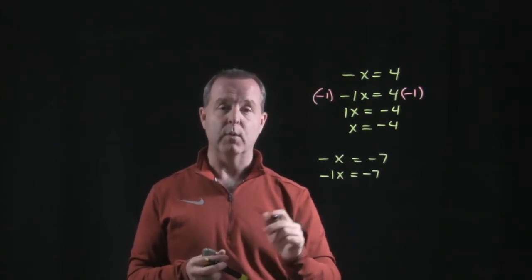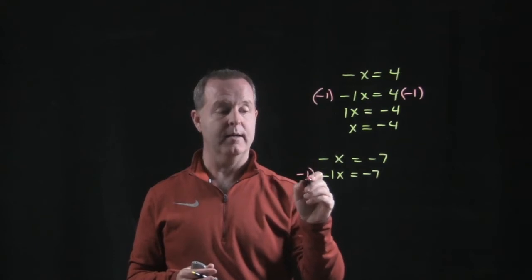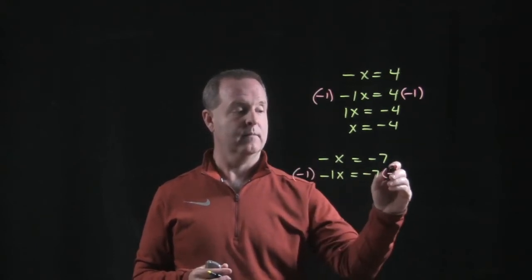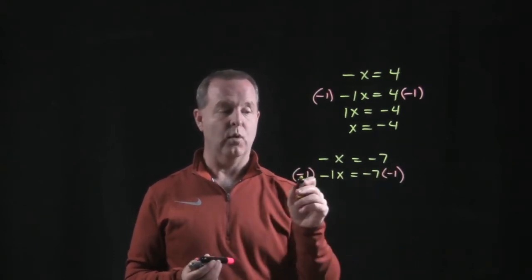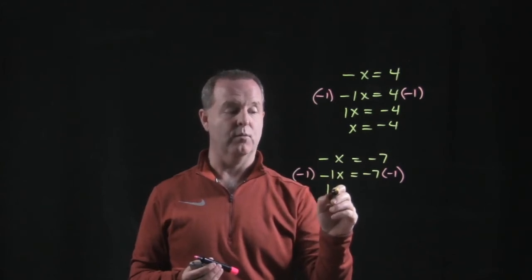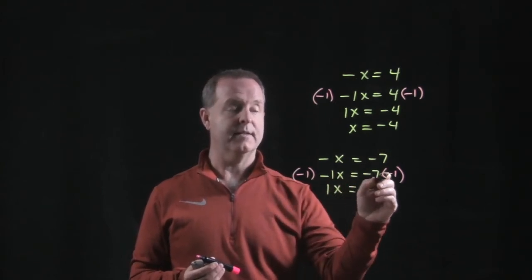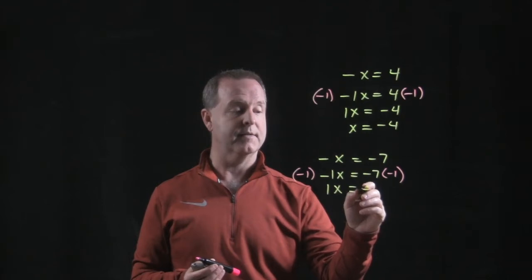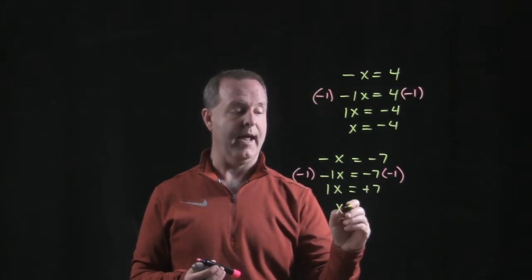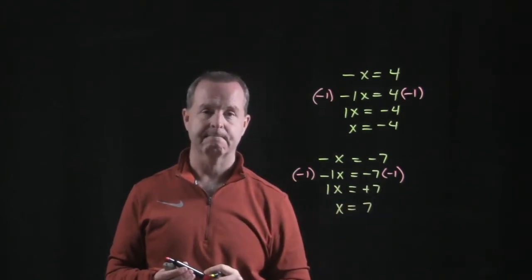So again, we can multiply both sides by a negative 1. Negative 1 times negative 1 produces a positive 1. And then negative 7 times a negative 1 produces a positive 7. So I'm left with x equals 7.